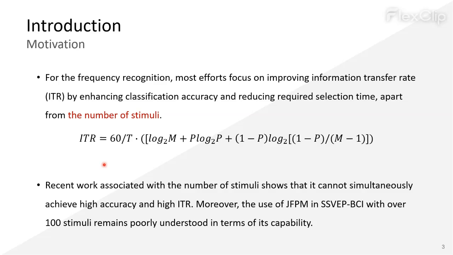Most studies try to make SSVEP faster by reducing the selecting time and making it more accurate. But if using too many stimuli, it's hard to keep both high accuracy and speed. And whether JFPM works well when the stimuli go over 100 is still unexplored.